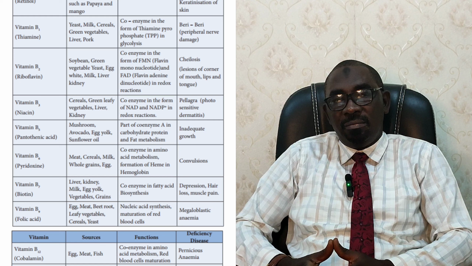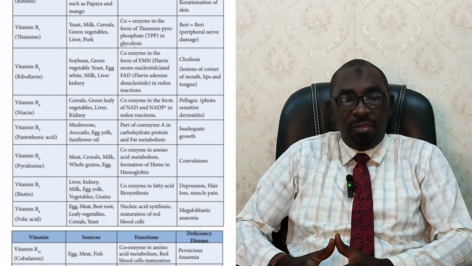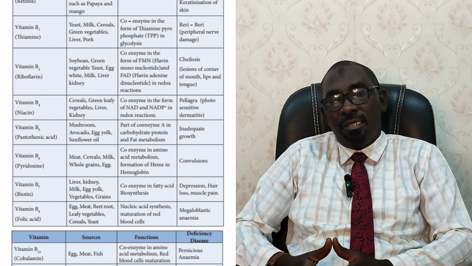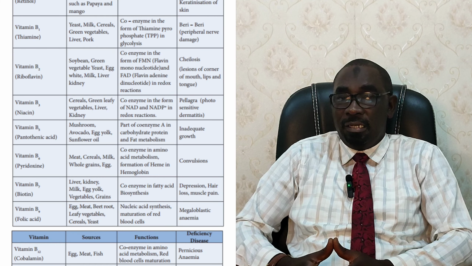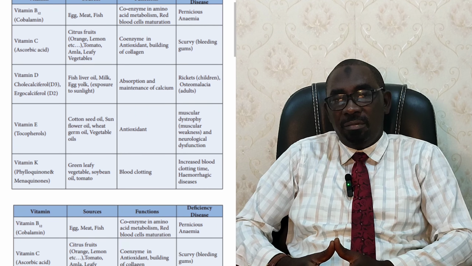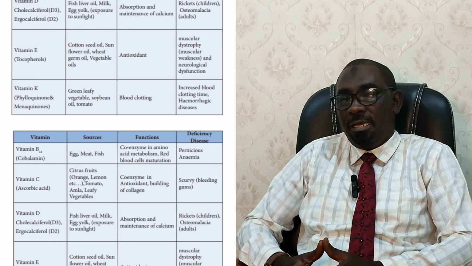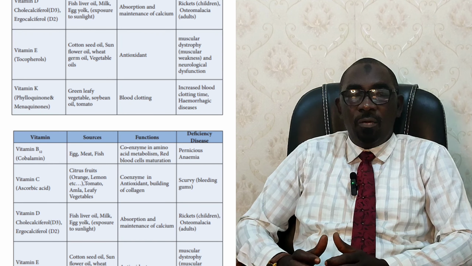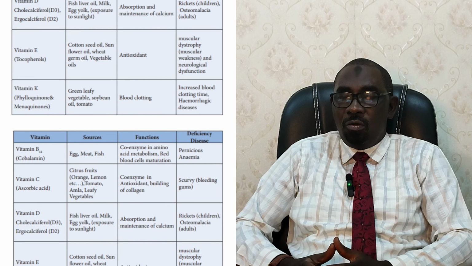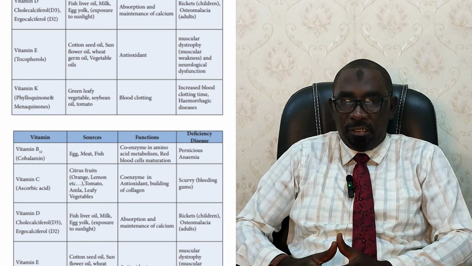While the water-soluble vitamins are those that can be excreted in the urine, they are never stored. The body takes what it needs and then excretes the quantity that is not needed. These are mostly the B complex vitamins together with vitamin C, while the fat-soluble vitamins are vitamins A, D, E, and K. We'll be taking each one of these vitamins, starting with the water-soluble vitamins, and explain each one of them in the next few minutes.